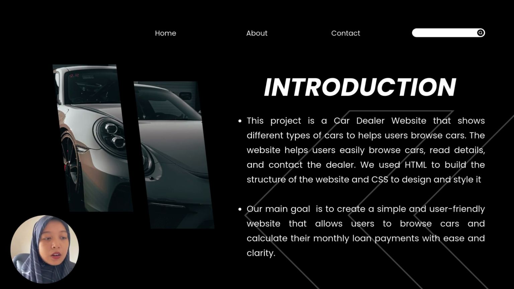So our project is a car dealer website that shows different types of cars to help users browse cars. The website helps users easily browse cars, read details and contact the dealer. We use HTML to build the structure of the website and CSS to design and style it. Our main goal is to create a simple and user-friendly website that allows users to browse cars and calculate their monthly loan payment with ease and clarity.